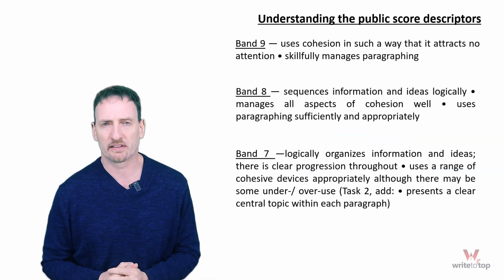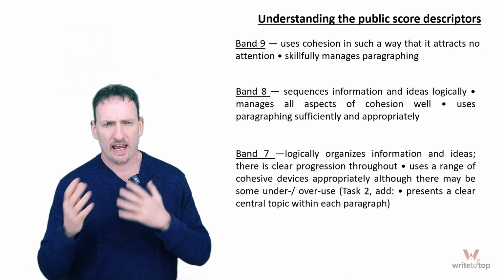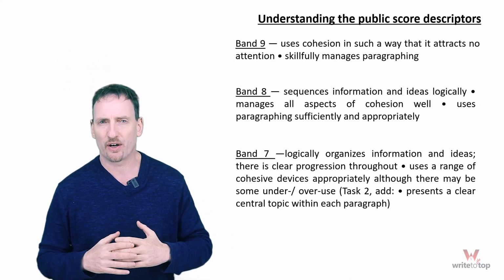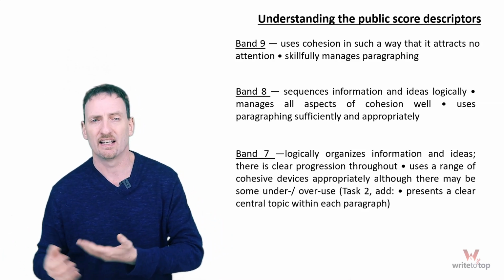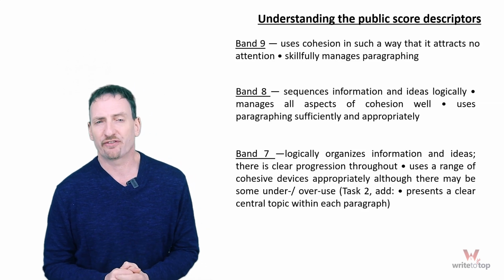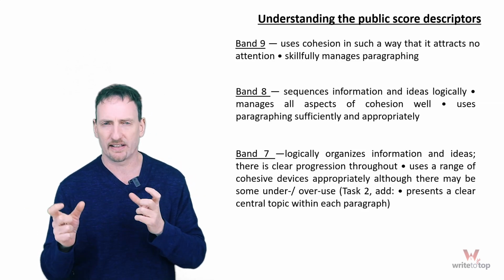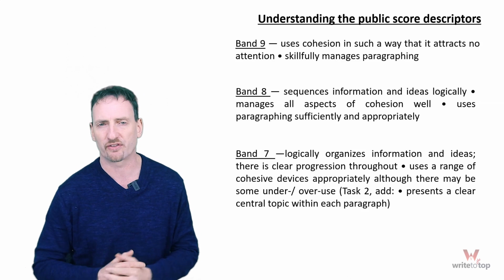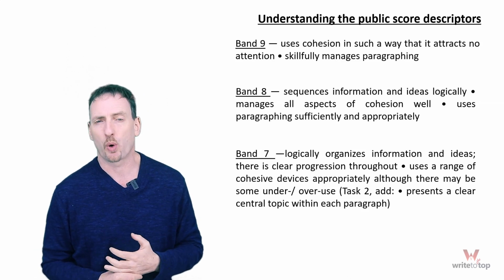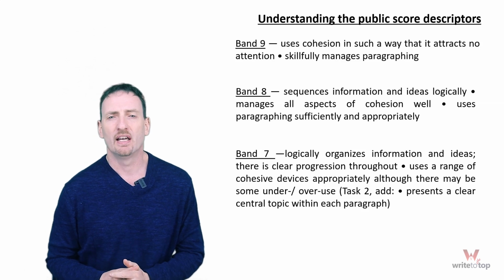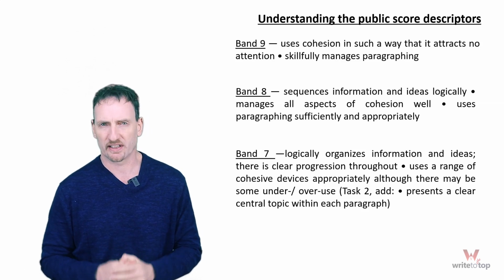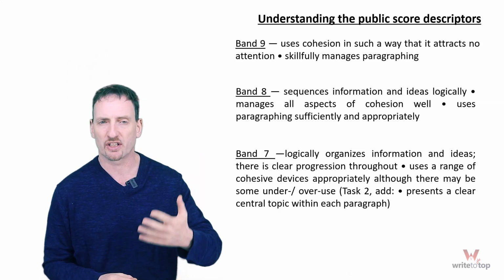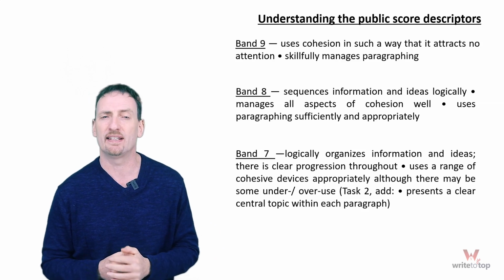So again, we're looking at the public descriptors available on the IELTS website. And again, what you're going to notice here is that as the score goes down, they're allowing you to make more and more mistakes. But band 8 sequences information and ideas logically, so logical connections must happen. You must connect ideas from one sentence to the next, one paragraph to the next. Manages all aspects of cohesion well, and I'll talk about cohesion in a moment, and uses paragraphing sufficiently and appropriately. And paragraphing is a very key word here. We'll talk about that. Band 7, logically organizes information, uses a range of cohesive devices.